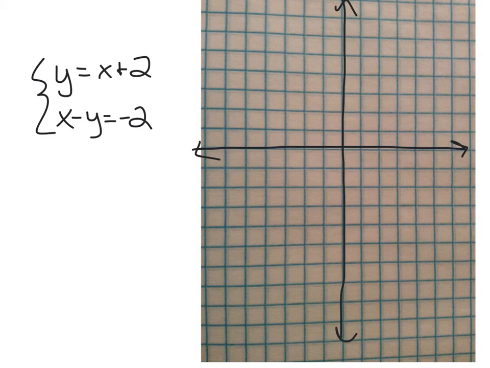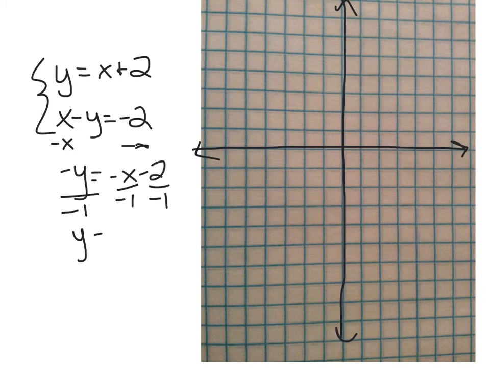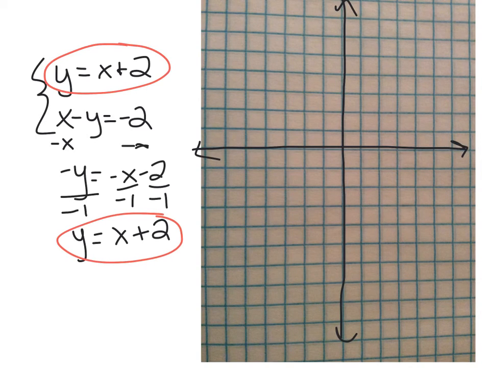Alright, so here I have two equations. The second one is not in slope-intercept form, so I'm going to go ahead and change that. I'm going to subtract the x from both sides. That'll give me negative y equals negative x minus 2. I'm going to divide by negative 1. That's going to make that a positive y equals positive x plus 2. So I want you to look at our two equations. We have y equals x plus 2 and y equals x plus 2. So you may already be noticing those are the same line.